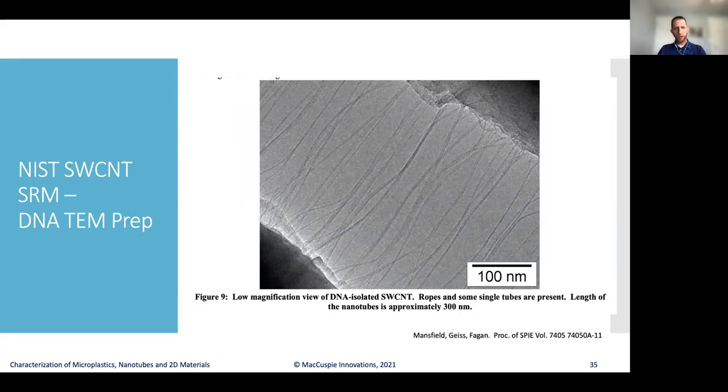As they looked at a DNA method where they used DNA to isolate the single wall carbon nanotubes, there were some ropes and some single tubes present. In this particular image, the length of the nanotubes is approximately 300 nanometers across this particular gap in the structure where they're obtaining the images.